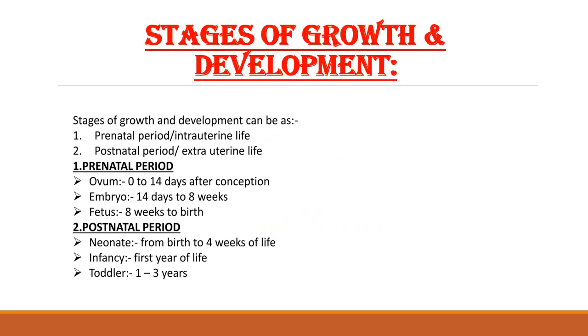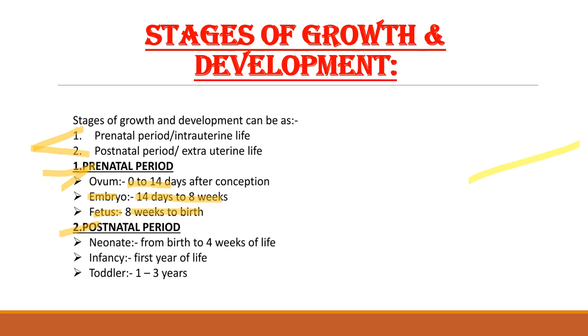Next, we can see the stages of development. The stages are classified into two: first, the prenatal period or intrauterine life, and next, the postnatal period or extrauterine life. Under the prenatal period, there are three stages. First, ovum, that is 0 to 14 days after conception. Embryo is 14 days to 8 weeks. And fetus is 8 weeks to birth. That is the prenatal period.